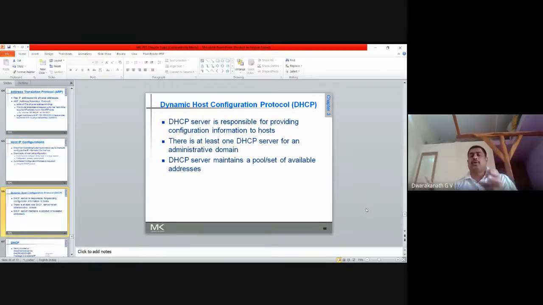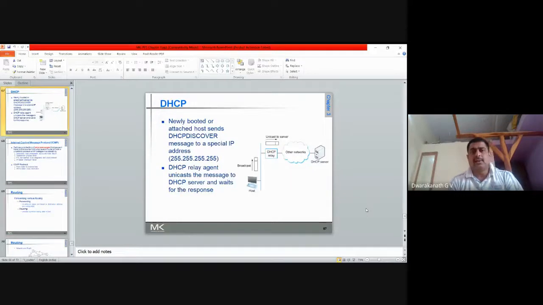Whenever someone connects to the internet, you allocate one IP address. When they release it, it comes back to the pool. In this way, DHCP will work. A newly booted or attached host sends a DHCP discover message to a special IP address, 255.255.255.255. Means it will ask the DHCP server to assign it one IP address.